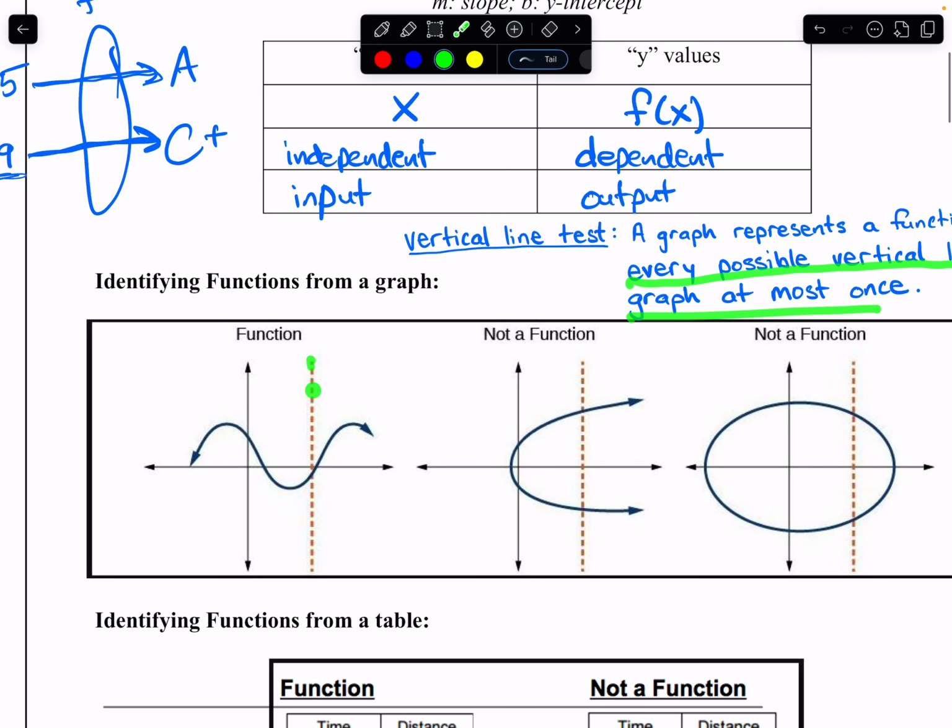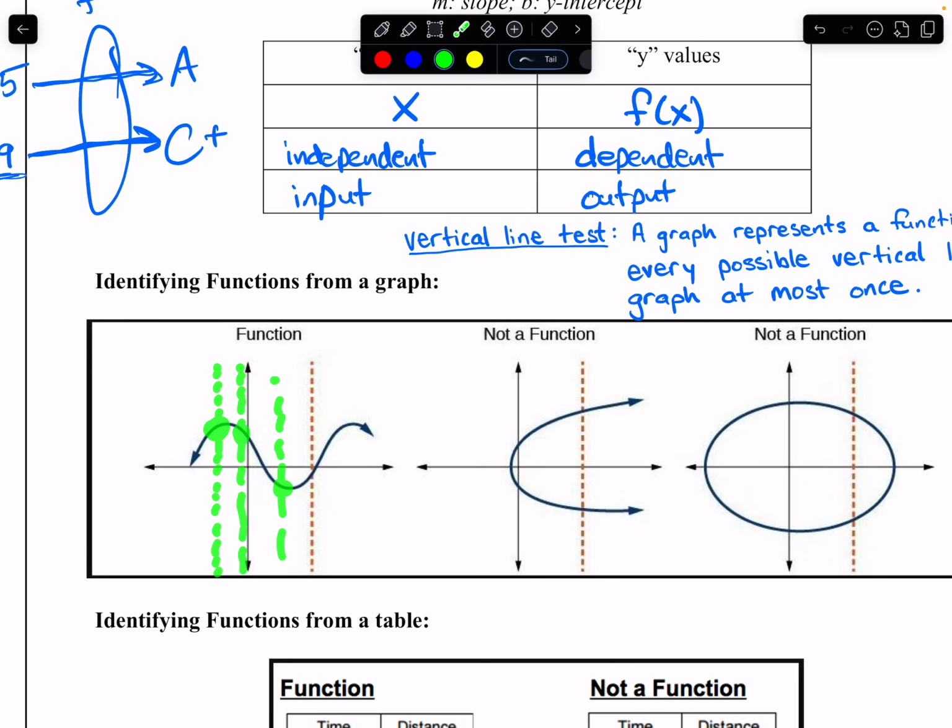So there's one vertical line here, and it does only cross that curve once. But I want you to visualize in your head any other vertical line you want. Vertical, up and down, right? So like maybe you were thinking of this vertical line. Notice it still only crosses the graph once. Or maybe this vertical line only crosses once. This vertical line only crosses once. Any vertical line you want crosses only once.